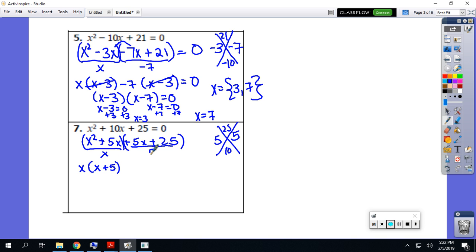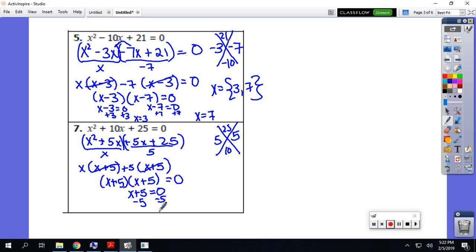GCF of the second group is 5. Put a plus 5 out in front. Leave you with x plus 5. What do they have in common? They both have x plus 5. What's left over? X plus 5. You'll notice that this is the same factor, so I only have to write it once. X plus 5 equal to 0.